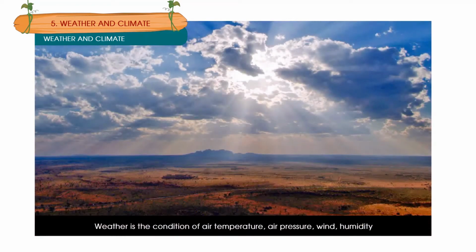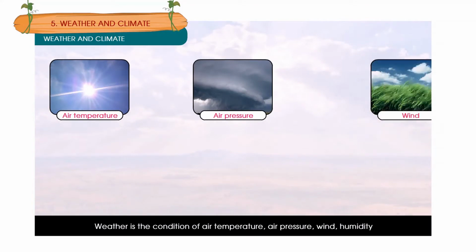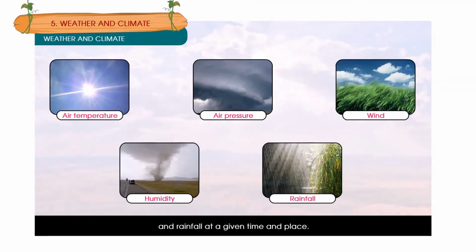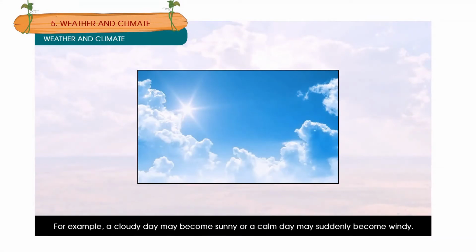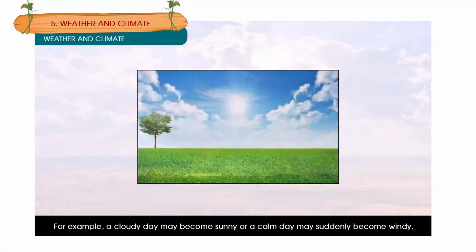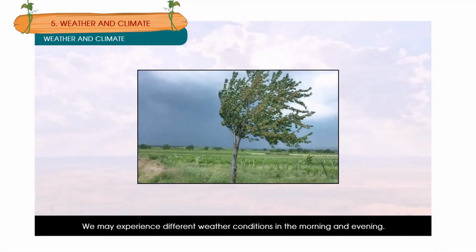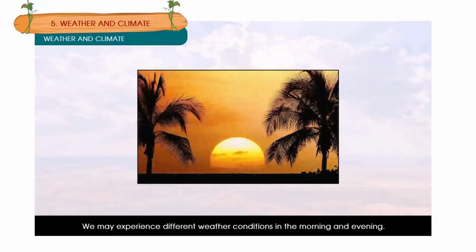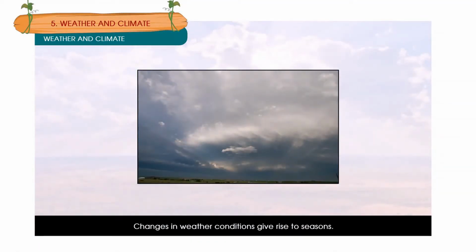Weather and climate. Weather is the condition of air temperature, air pressure, wind, humidity, and rainfall at a given time and place. It changes every day. For example, a cloudy day may become sunny or a calm day may suddenly become windy. We may experience different weather conditions in the morning and evening. Changes in weather conditions give rise to seasons.